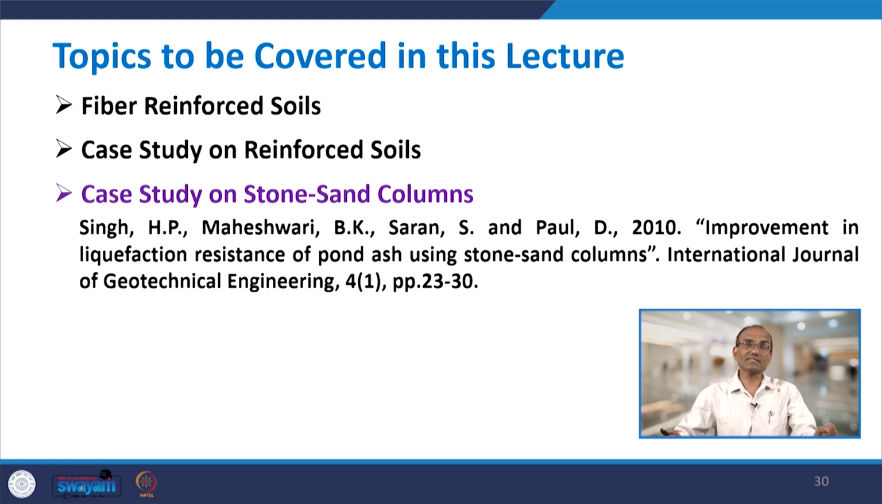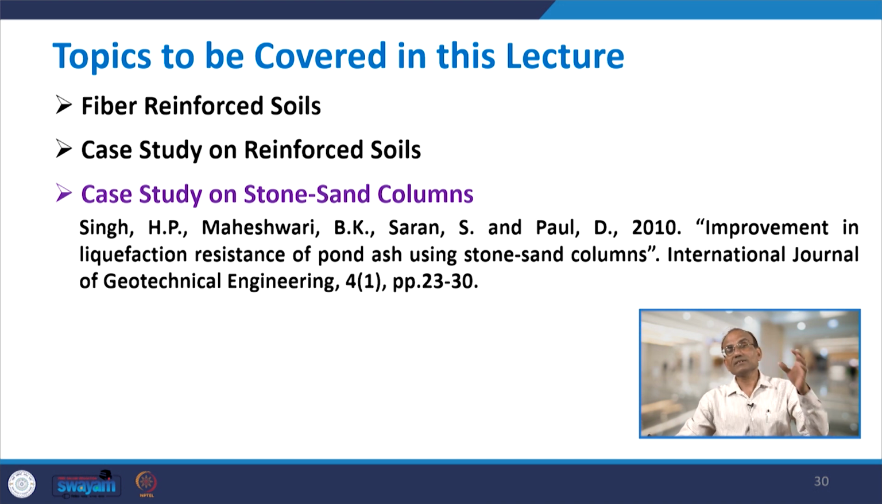Now, another case study has been done by Mr. H.P. Singh, and it has been published in the International Journal of Geotechnical Engineering. The publication came long back in 2010, about 13 years back. The title is Improvement in Liquefaction Resistance of Pond Ash using Stone Sand Columns.